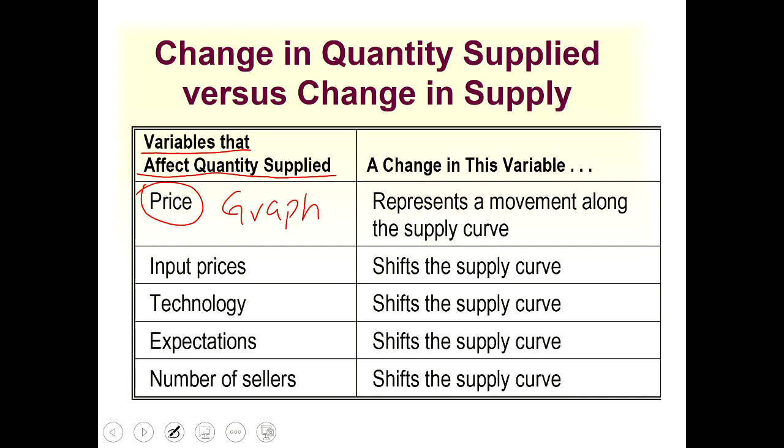And whenever the variable is present on the graph, it represents a movement along the supply curve. So we are talking about change in quantity supplied in this case. But in the case of these factors or determinants, that is input prices, technology, expectations, and number of sellers, this will cause a shift in the supply curve. Not a movement along the supply curve, but a shift in the supply curve.